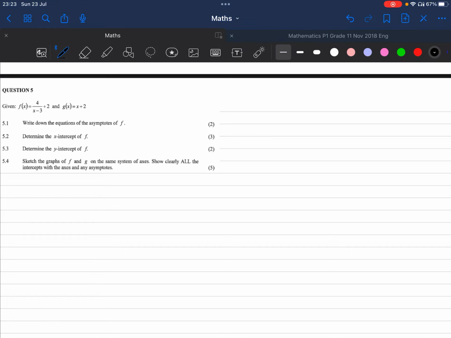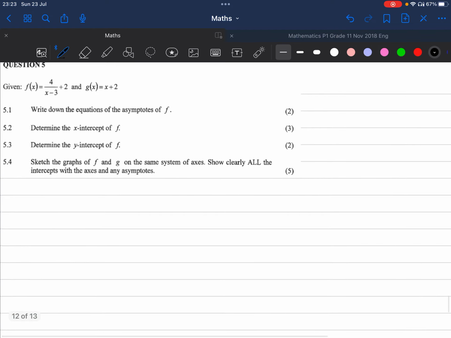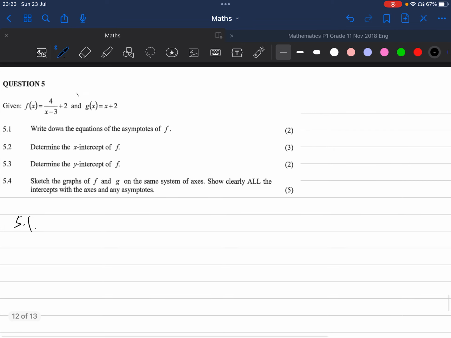Okay, let's now look at question 5, which is the start of the functions questions. Question 5 says, given f of x is equal to 4 over x minus 3 plus 2 and g of x equals x plus 2, write down the equations of the asymptote of f.